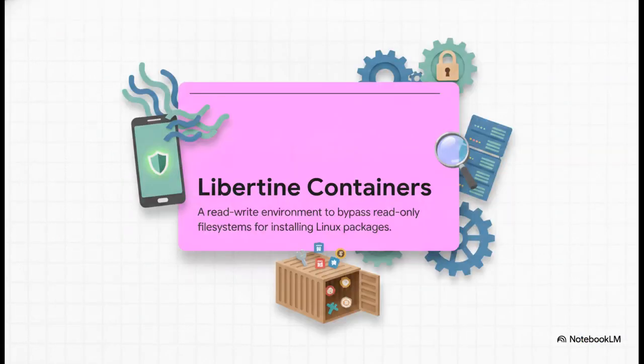To get around this massive roadblock, we use an incredible native tool called Libertine Containers. What Libertine does is spin up this secure, chroot-like read-write environment right there on the device. By jumping into this container, we completely bypass the host operating system's read-only restrictions. It lets us install pretty much any standard Linux package we're going to need for our server.